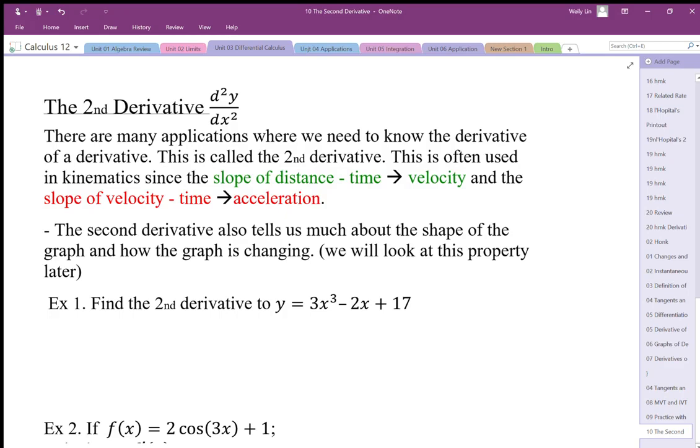We're looking at the second derivative. The second derivative is basically the derivative of the derivative. So this is a notation here. This is the second derivative notation. It's d squared y over dx squared. Now, this is actually squared here.